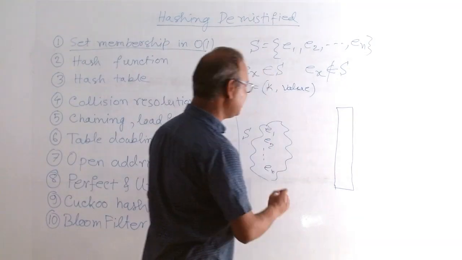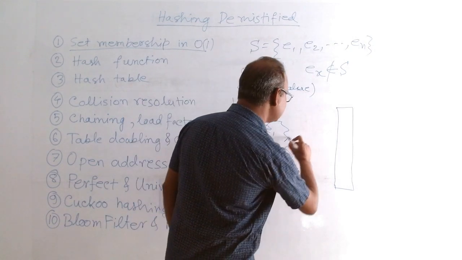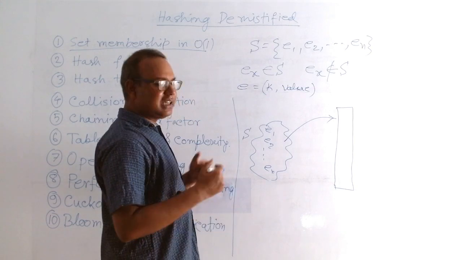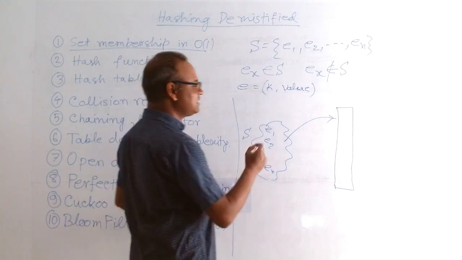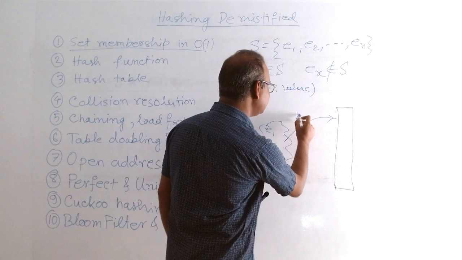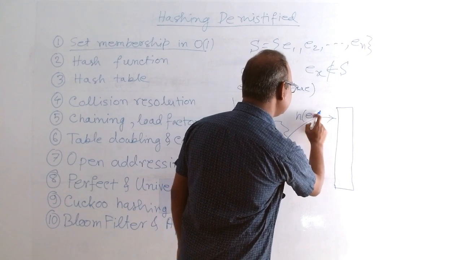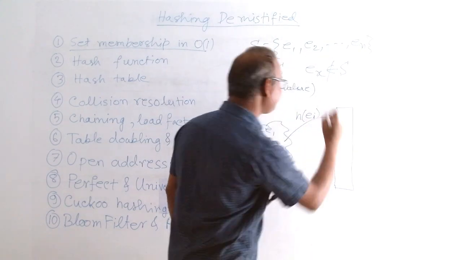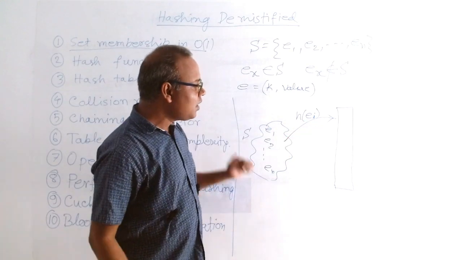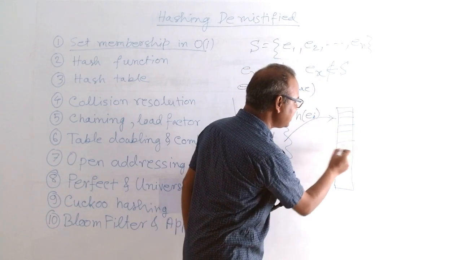So how do we do these things? We have to choose a function from S to this. Unlike other functions, this function is a little bit different. Instead of writing f(x), we write h of e_x or e_i. Okay, this is the hash function. What is the difference between any arbitrary function and a hash function?